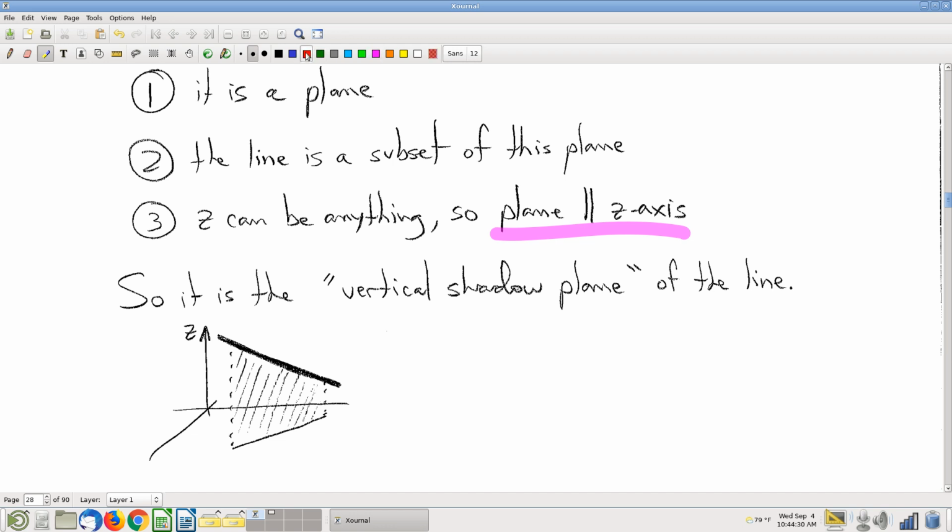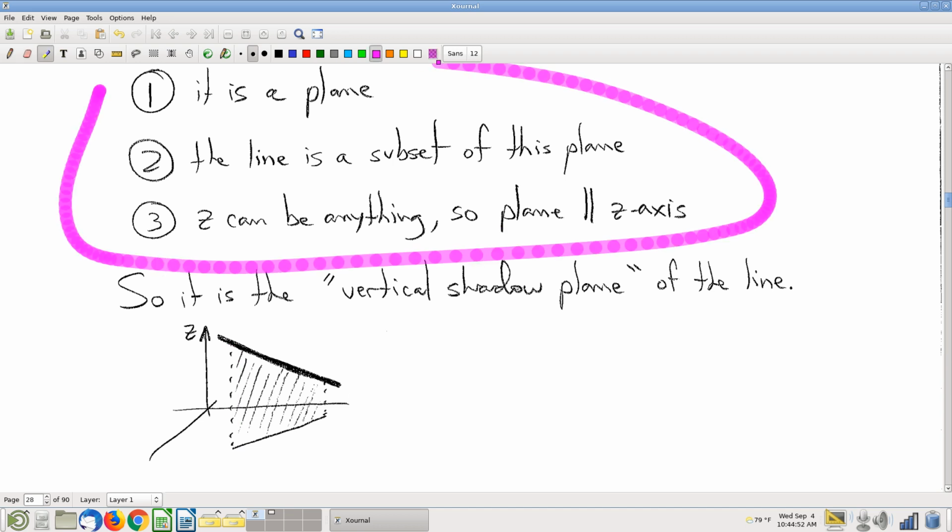If you've got a plane that has the feature that any point on that plane, you can change the z-coordinate however you want, and you remain on that plane, that means your plane is made up of a bunch of vertical lines, and therefore this plane is parallel to the z-axis. Okay, so all three of these together: a plane containing the line that's parallel to the z-axis.